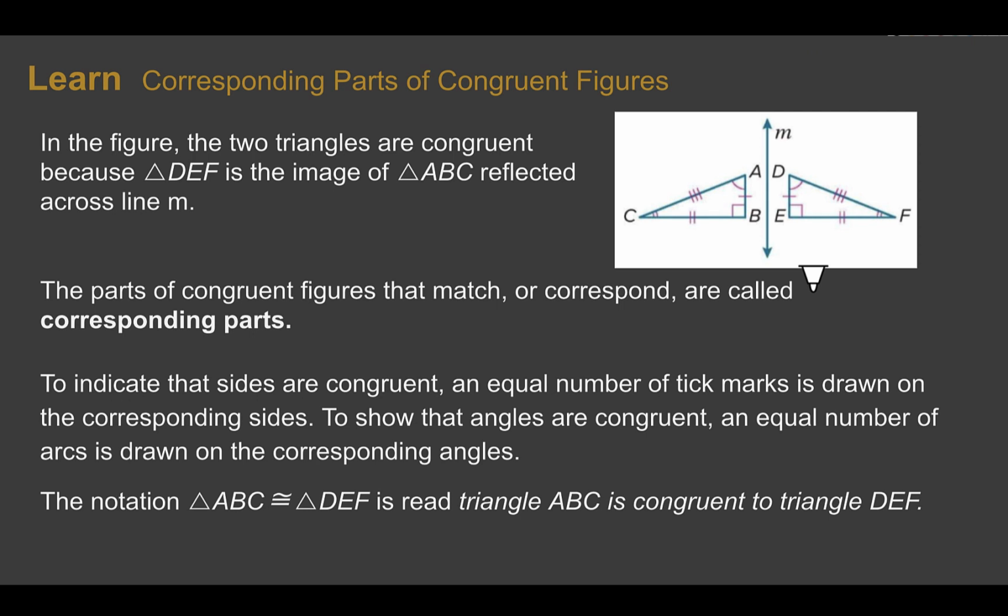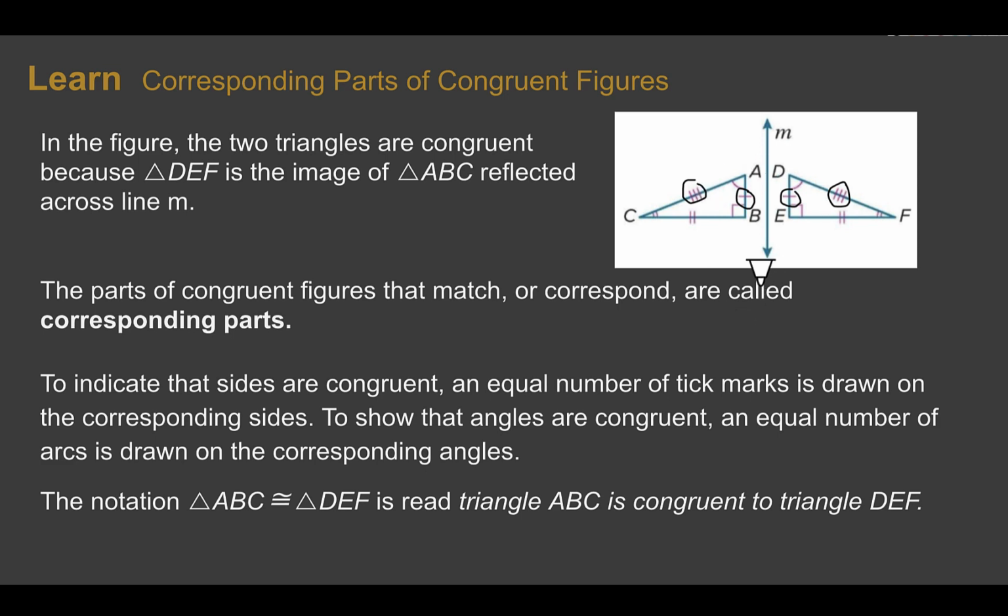With congruent figures, there are things called corresponding parts, which just means essentially it's the same side or same location, things that match. In a figure, if we want to indicate that things are corresponding parts, for the sides, we're going to use tick marks. So I can see that these two sides are the same length because they each have 1 tick mark. I can see that these two sides are the same length because they each have 3 tick marks.